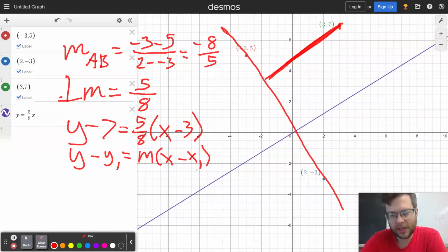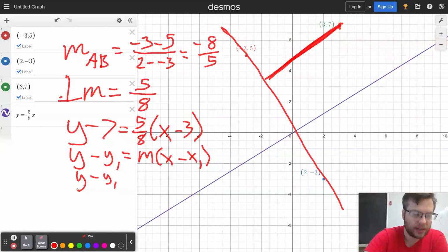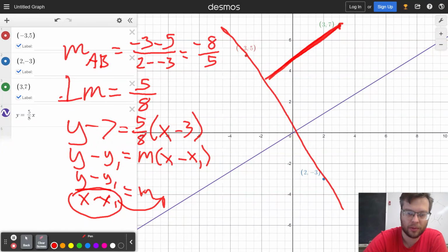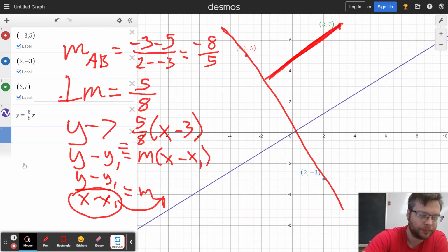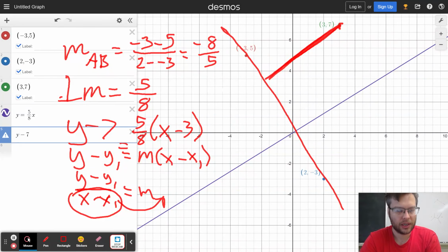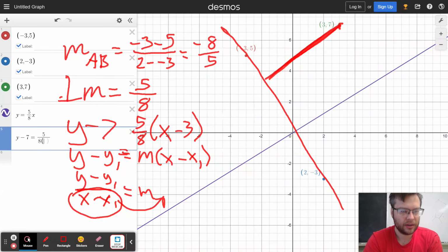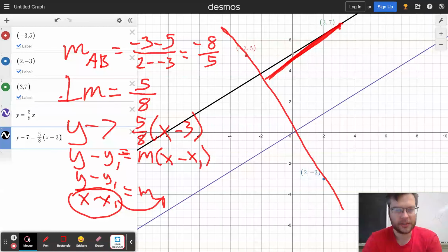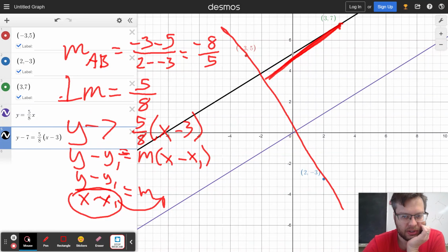And I'm just going to mention again that you can remember this formula because it looks a lot like rise over run. Remember, here's rise over run. If you just grab the denominator and slide it over here, you got your point slope form, just as a reminder. So I'm going to type in now our point slope form of our perpendicular line. Y minus 7 equals 5 over 8 times x minus 3. So great. I didn't draw it super well, but we have now the picture.